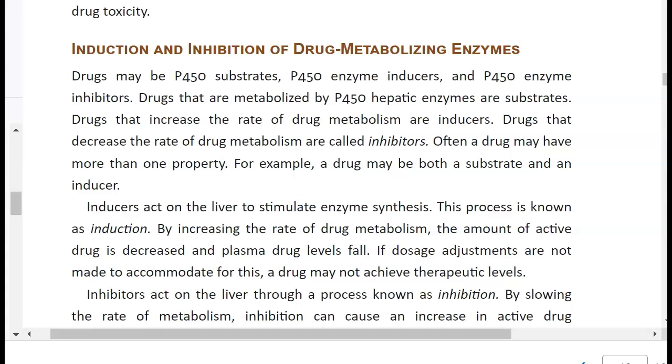Inducers act on the liver to stimulate enzyme synthesis. So this is called induction. To me, inducers and induction, I think of turning on and activating in a good way. If dose adjustments are not made to accommodate for this, a drug may not achieve therapeutic levels. Inhibitors act on the liver through a process known as inhibition.